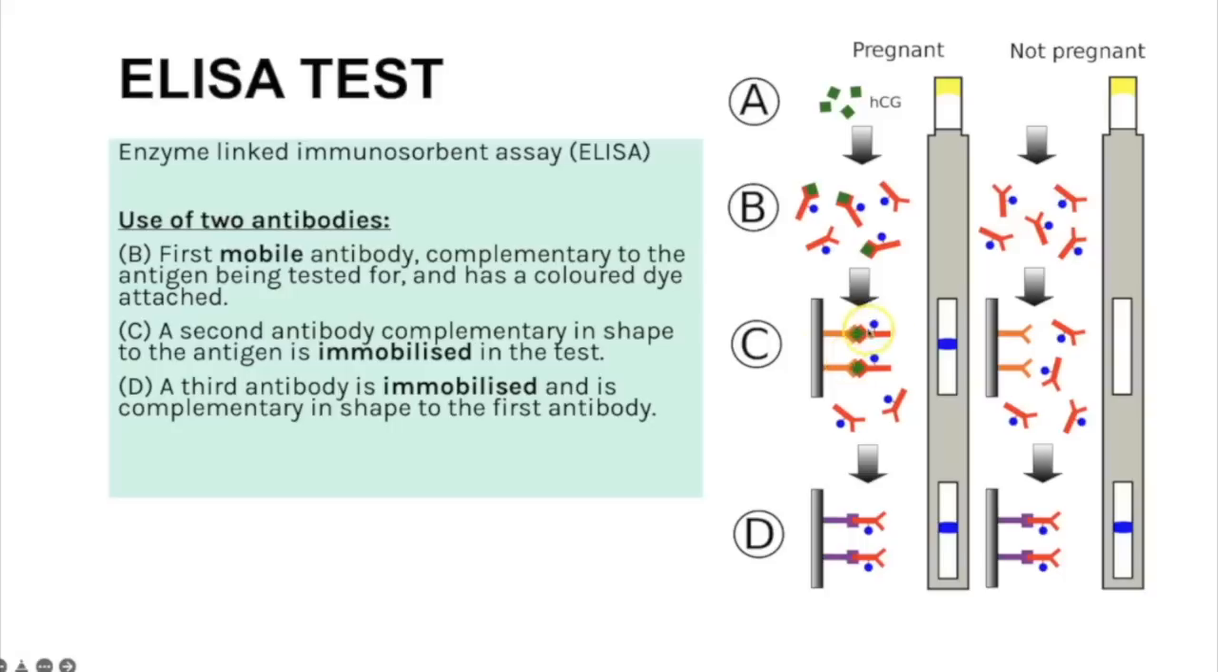And therefore, you get a coloured blue line at this point because we have that blue bead held in that fixed position. You should always have a second blue line, whether you're pregnant or not, at position D though, because this second immobilized antibody is just complementary to the shape of the first one. So it's basically just a control to check that you do definitely have that first antibody in your sample and it is able to move along the test kit.